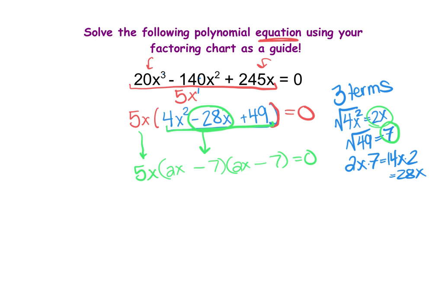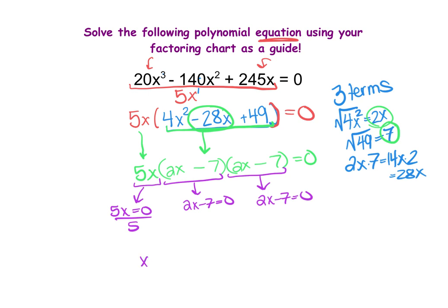So our last step here, because this is an equation we're trying to solve, is we're going to set each little component, something times something times something equals 0. We're going to set each little component equal to 0 because of the zero product property, and solve for x. So here we divide by 5. Our first answer is x equals 0. Here we add 7, so we have 2x is equal to 7. Divide by 2, we get 7 over 2.